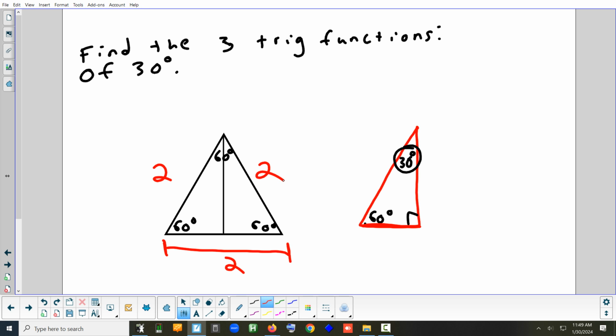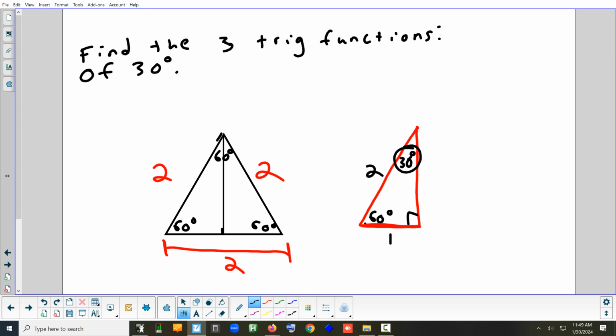Because of the numbers we picked, we can label that one now. What's the hypotenuse in this red triangle? 2. That's that side right here. How about the bottom side? 1. That's the one where if you pick an even number when you label it, it just gives you a nice answer right here. So that's 1.